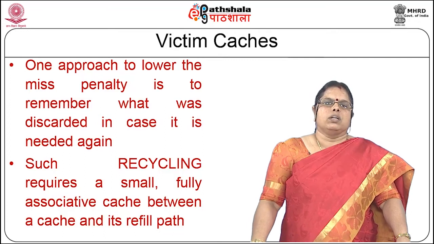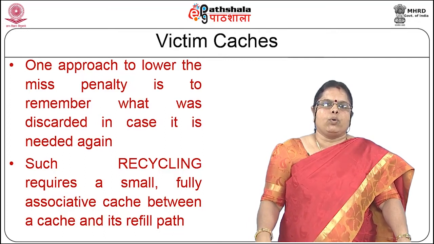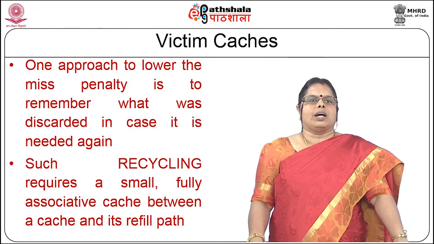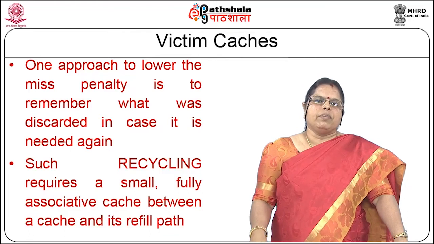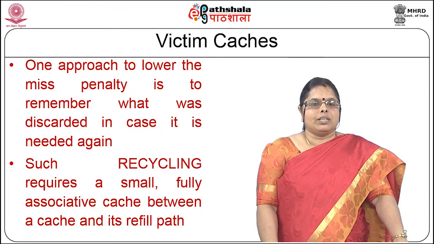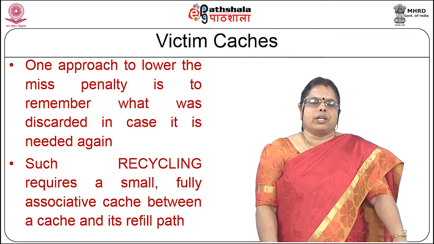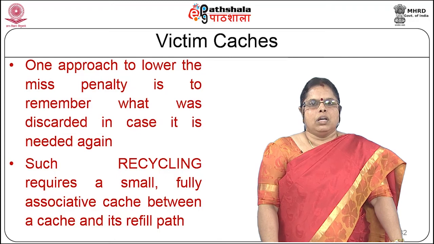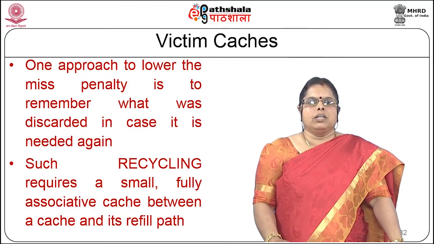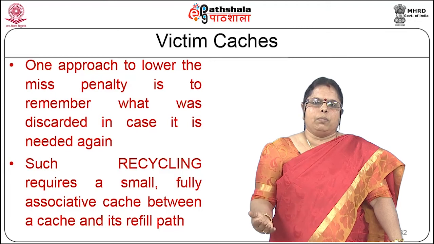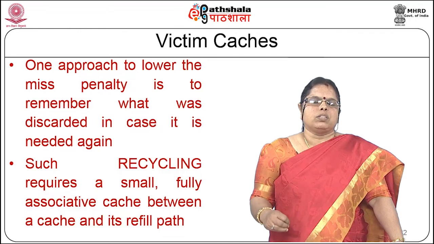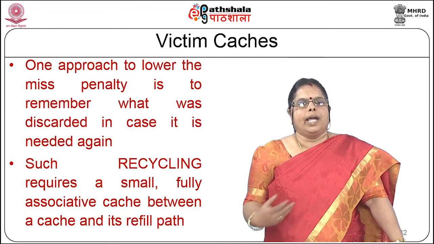That block is a victim of your replacement policy. Victim caches provide an approach to lower the miss penalty by remembering what was discarded earlier, the victims of your replacement policy. Such recycling requires a small fully associative cache between the actual cache and its refill path. Most of the techniques that we are looking at for cache optimization involve bringing in some cache between the first level cache and main memory, or between the first level cache and the second level cache. Depending upon the purpose for which this buffer or cache is being used, it gets different names.